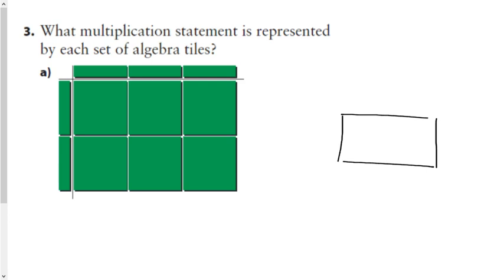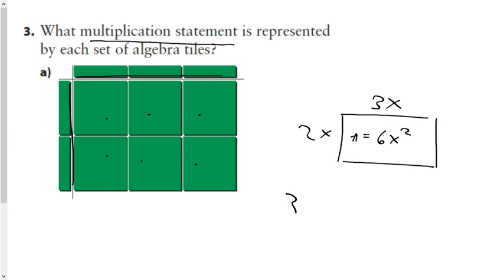So essentially, if we think of it as a rectangle, our area is 6x squared. That's what these are right here. That's our area. Our length is these 3, which is 3x. And our width, which is these 2, is 2x. So therefore, the multiplication statement would be 3x multiplied by 2x equals the area, which is 6x squared, or the length times the width equals the area.